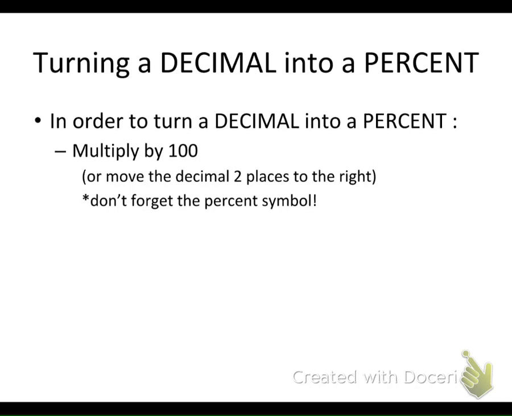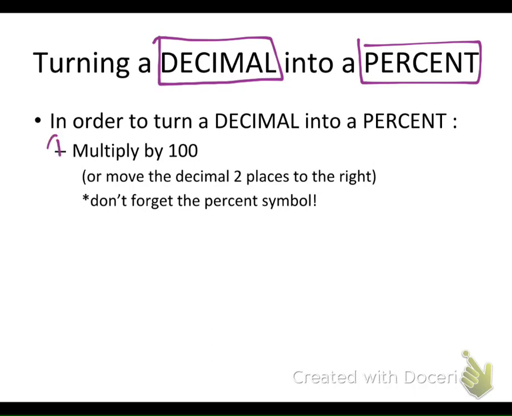In order to turn a decimal into a percent, there's two different ways that you can do it. The first way is you multiply by 100. So you take your decimal and you multiply it by 100. So this is the first way that you can do it. The second way that you could do it is that you just look where the decimal point is and you move it 2 places to the right.